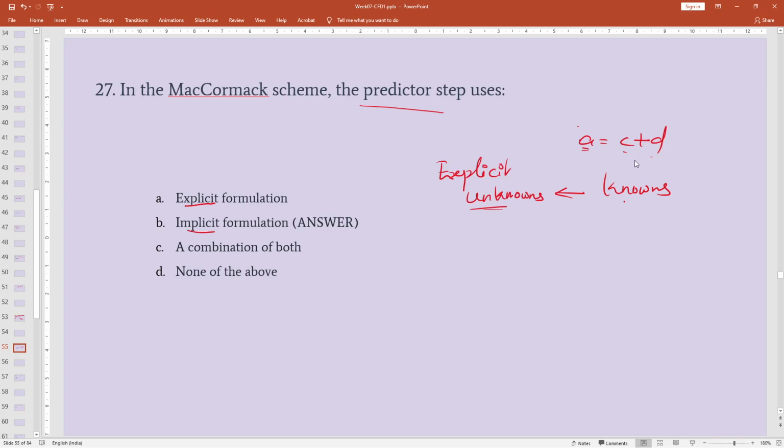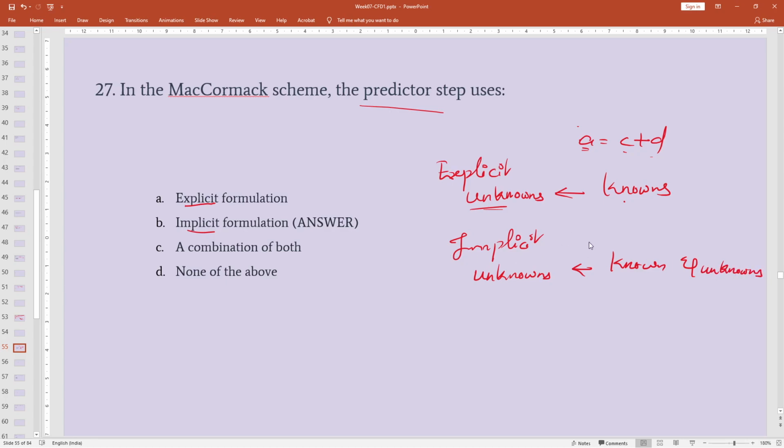So here we don't have to do anything. We just sum C and D to get A. Such a formulation or concept is called explicit. The word explicitly means very thoroughly or very clearly explained, very clearly given. So such things are called explicit. Then what is implicit? In implicit, we have to calculate the unknowns from knowns and unknowns.